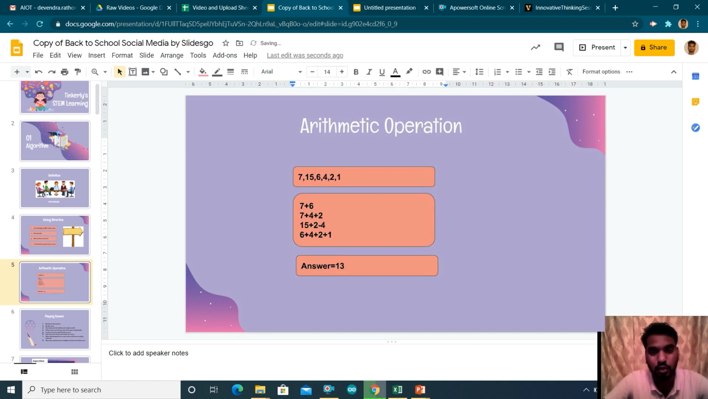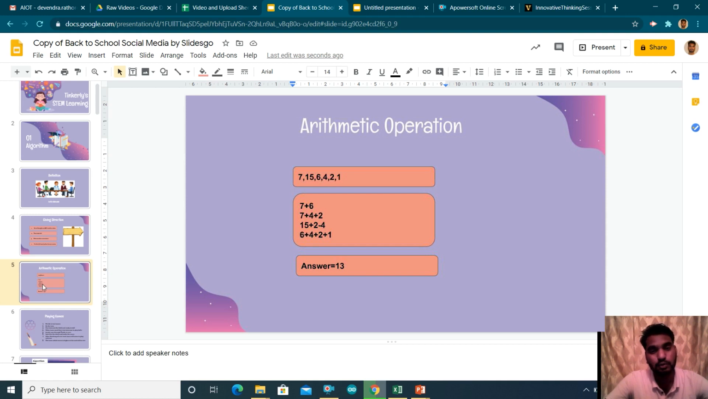We can create a lot of algorithms to get the answer 13. You can use your own brain to get the answer 13. We can create some more algorithms by which, with these numbers, we can use division also, multiplication also. So you have to use your brain. Okay, so this is how we can create algorithms with the help of numbers to get the answer 13.